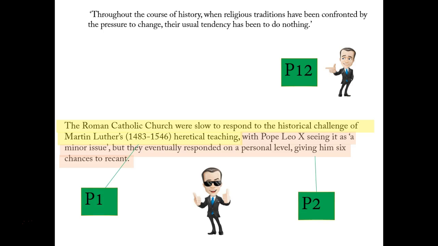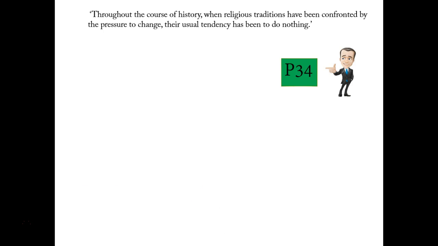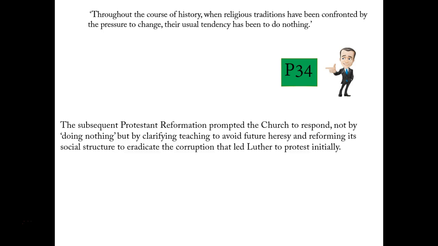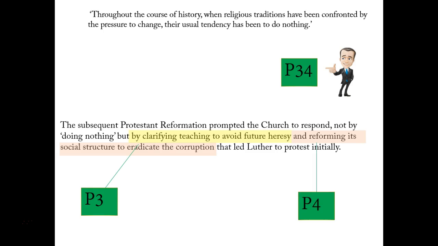Looks good. The next sentence does the same with paragraphs 3 and 4, like this. The subsequent Protestant Reformation prompted the Church to respond, not by doing nothing, but by clarifying teaching to avoid future heresy and reforming its social structure to eradicate the corruption that led Luther to protest initially. Again, paragraph 3 is outlined here, and I'll be describing the Council of Trent, while the second half outlines paragraph 4, in which I'll be describing the reforming orders and popes.